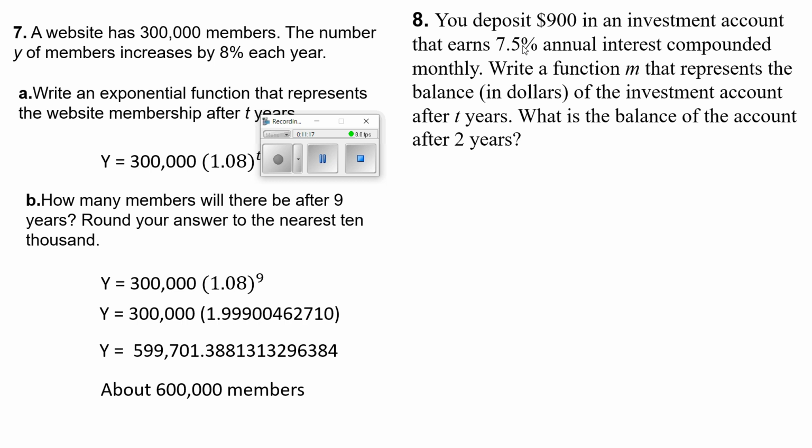So we're going to have 900 times, I would think it's going to be 1 plus 0.075 over 12, and then close parentheses, all to the power of T, or excuse me, N, which is 12 again, right? 12 times T. So let's see how we did there. There we go. 900 times 1 plus 0.075 divided by 12 to the 12 times T power.